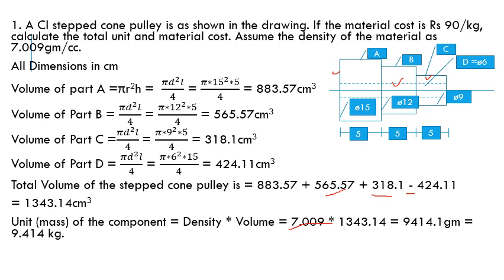Now what is the total cost of this part? The cost of the material per kg is given as 90 rupees per kg, that is given here. So I will substitute that value. So cost of the pulley is given as 9.414 into 90 rupees, total 847.26, or approximately we can make it as 850 rupees per pulley. So this is the estimated cost.